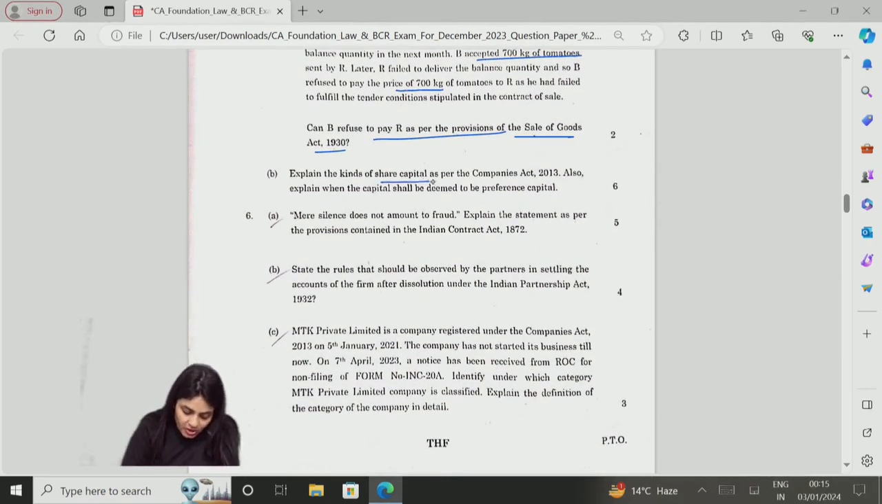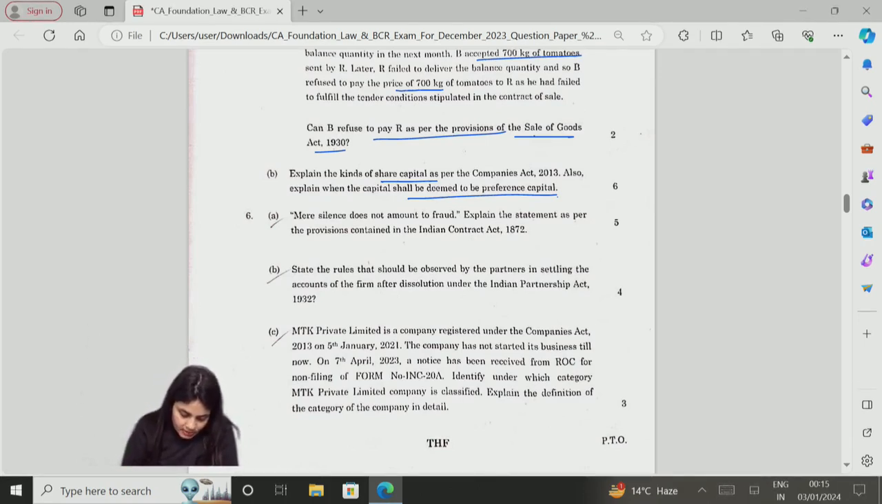Explain the kinds of share capital as per the Companies Act. Also explain when the capital shall be deemed to be preference capital. So what are the different types of share capital that we have? We have equity share and preference share. When will it be deemed to be preference? When any share capital gets two preferential rights, right? What are those two preferential rights? One is payment of dividend, the other is repayment in case of winding up. Then they become preference shares.